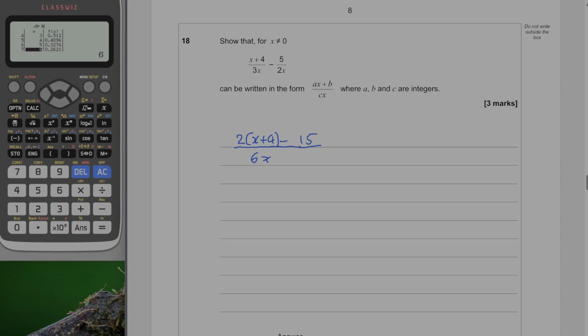So multiply it and then tidy up. That's going to give me 2x plus 8 minus 15 all over 6x. So that's going to be 2x minus 7 over 6x.